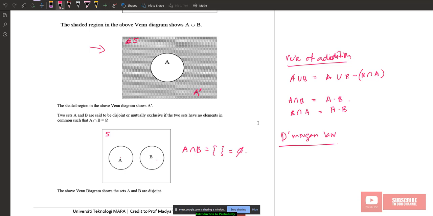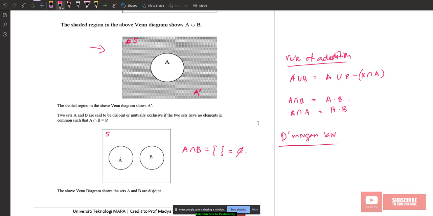Here I am not providing the law. You can find De Morgan's law yourself, I am not showing it. But later on, in the next class tomorrow, I will show you De Morgan's law and some additional rules of set theory.